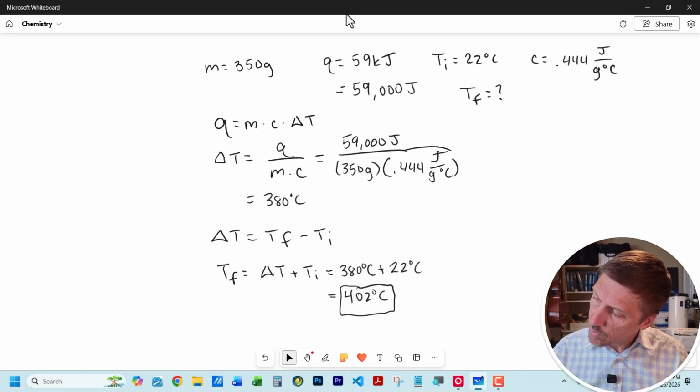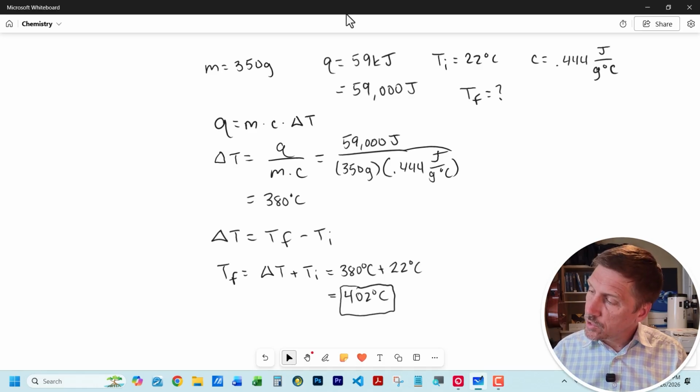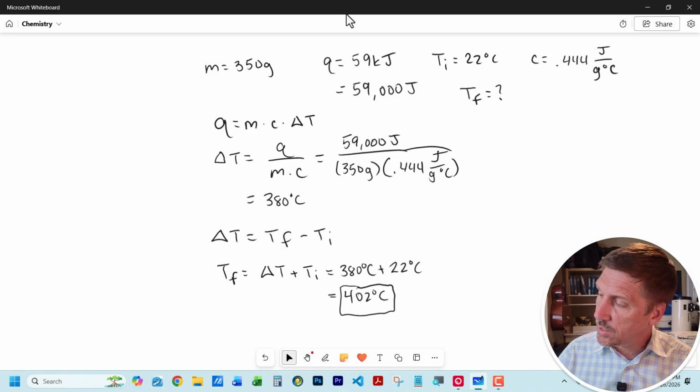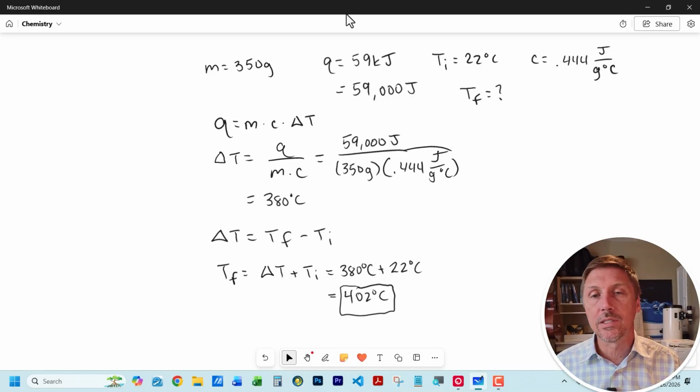Let's make sure that agrees with what we have in the book. Oh, in the book they changed it to scientific notation and said it was 4 times 10 to the second power degrees Celsius. Why did they do that?